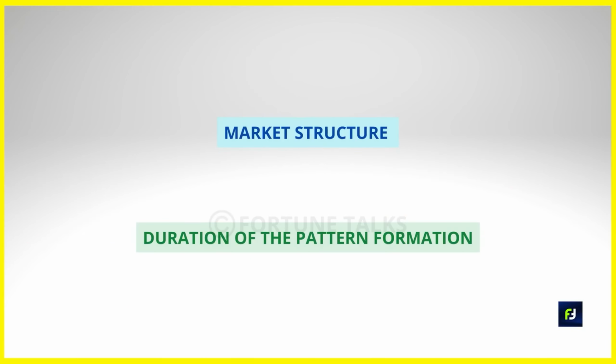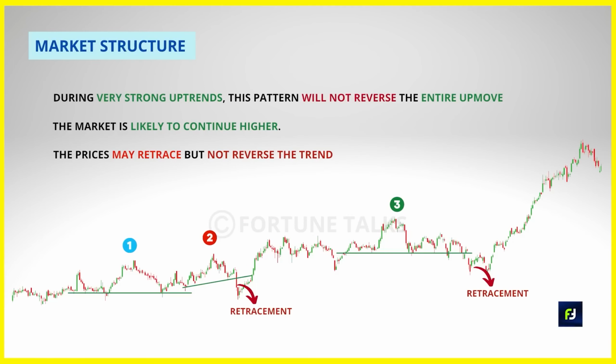Other than this, there are two more things you must pay attention to while selecting the best head and shoulder patterns. First one is the market structure and the second one is the duration of the pattern. Let me explain each one of them. It is true that head and shoulders is a reversal chart pattern, but if the market is in a very strong uptrend, it is very unlikely that a simple chart pattern can reverse the entire up move. Instead, the market is likely to continue higher. Maybe the pattern can generate a short-term retracement, but not entirely a reversal.